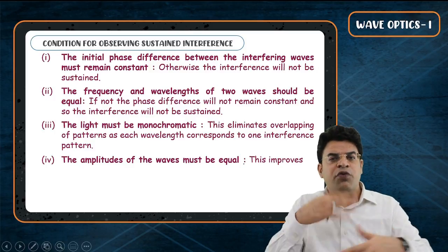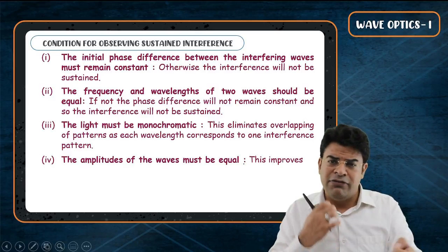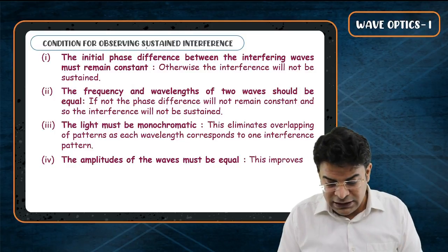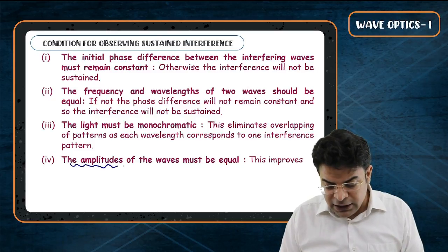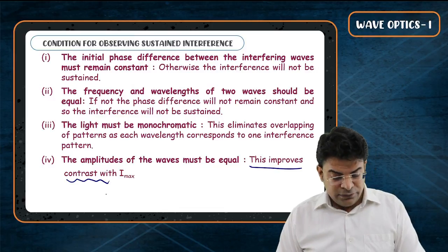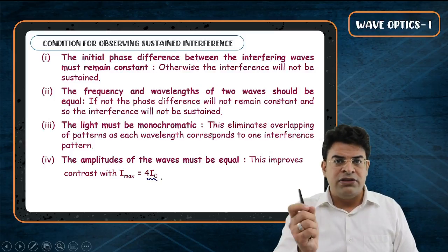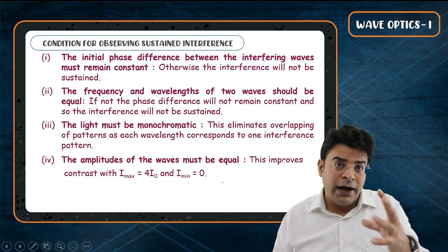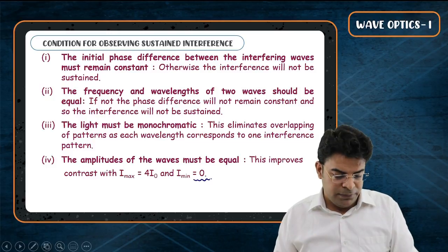And they should have a phase difference at the point of interference equal to pi, 3 pi, 5 pi, 7 pi, 9 pi. So if you want to observe sustained interference clearly, it is recommended that the amplitude of the waves must be equal. This improves contrast. With I max, the maximum possible resultant intensity, equal to 4I0, 4 times that of an individual wave, and I minimum equal to 0, your brights are quite bright and your dark is completely dark. So you will be able to see the interference pattern better.